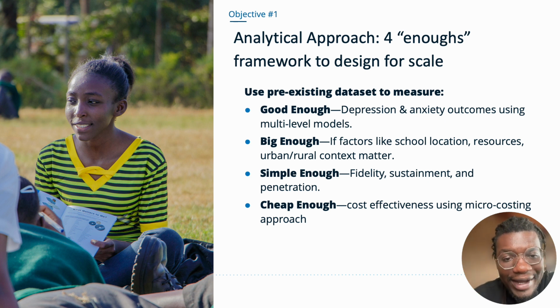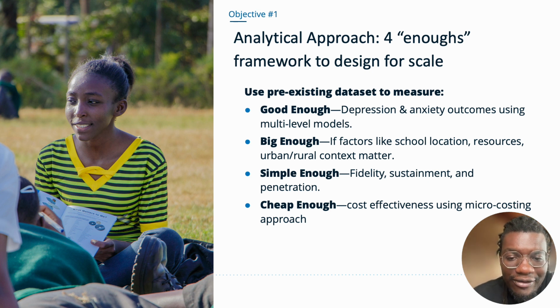And so the analytical approach that we will use will more broadly try to answer four questions, which we call the four enoughs. The first enough, which we call good enough, will be trying to test: does this intervention actually reduce depression and anxiety outcomes? And here we will leverage multi-level hierarchical linear regression models to be able to account for this.